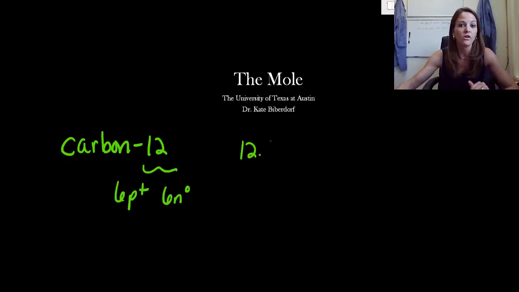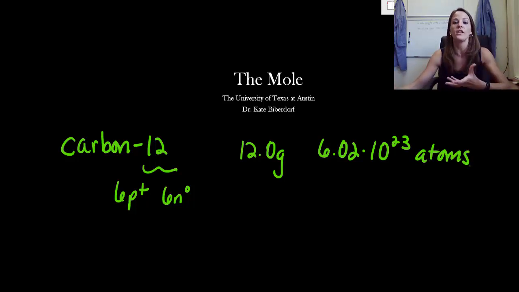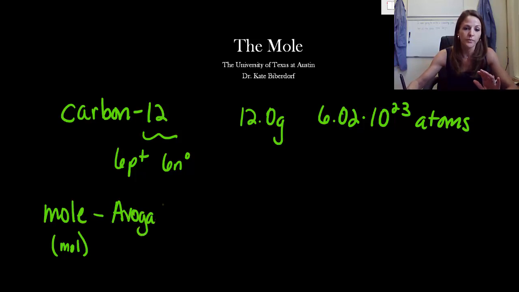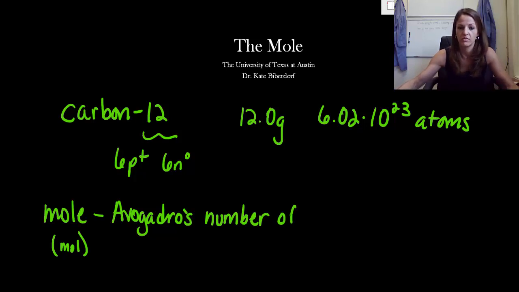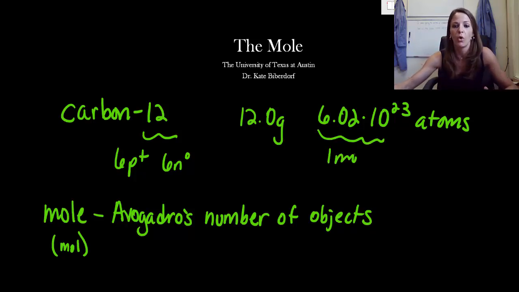We know that in 12 grams, that's its atomic mass, we have 6.02 times 10 to the 23rd atoms, carbon atoms specifically. And so what we want to do is use the word mole instead of saying 6.02 times 10 to the 23rd atoms. The word mole, which we write as mol when we're using it as a unit, we drop the E, is simply an Avogadro's number of objects. So if we say that we have 6.02 times 10 to the 23rd atoms, that's an object, right? That is 1 mole of carbon.